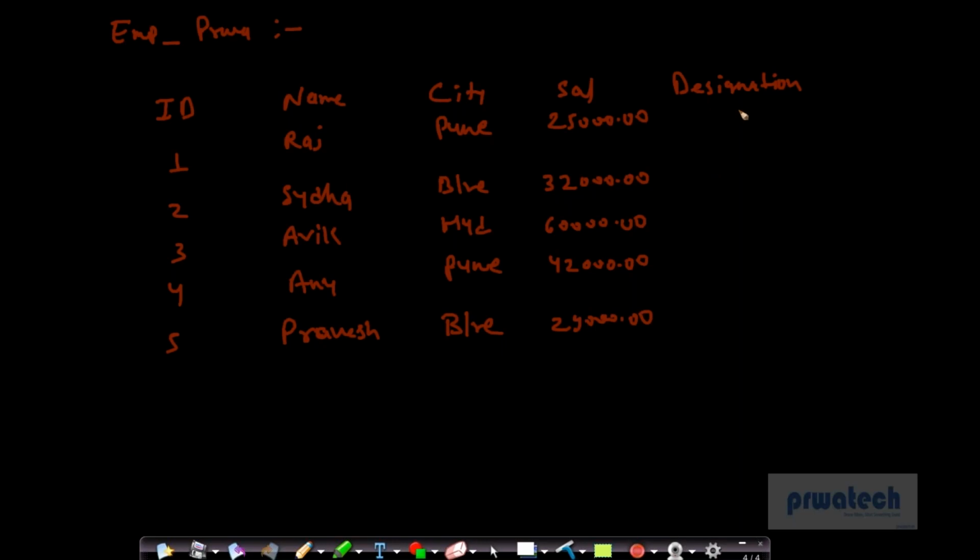And designation is there. Okay. So this guy is, say, architect. This is digital marketing. This is manager. This is developer. This is admin. We have some sample data. Now I want to use order by here based on salary or based on city.